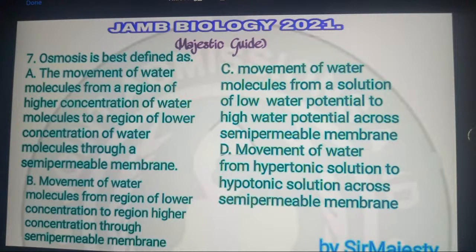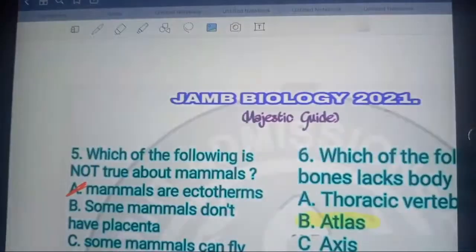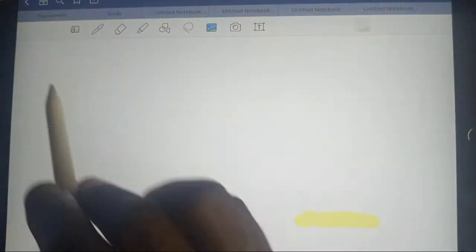Now, osmosis is the movement of water molecule from region of lower concentration to region of higher concentration through a semi-permeable membrane, but unfortunately that is a wrong definition of osmosis. Please, option A is the correct definition of osmosis. Please, osmosis is a passive transport. So I'll go back to my note and show you what I mean by passive transport.